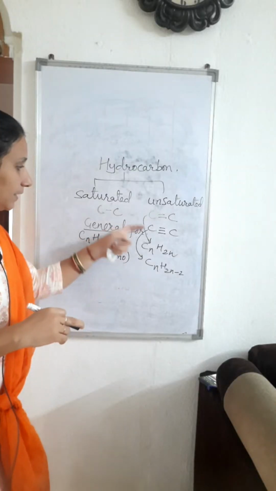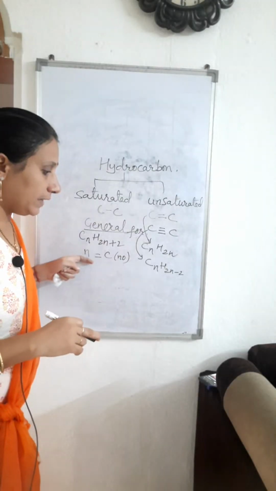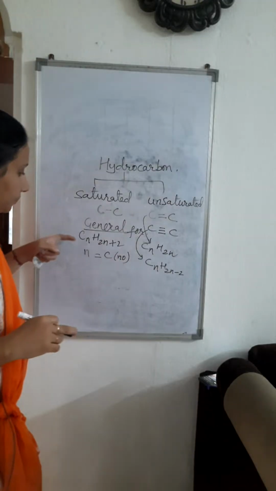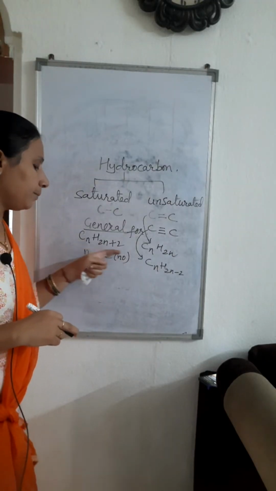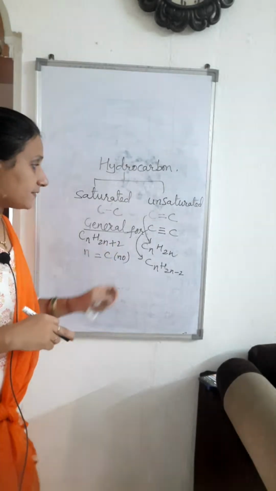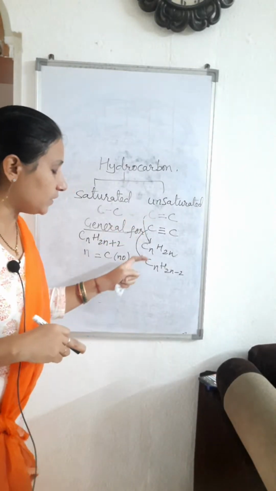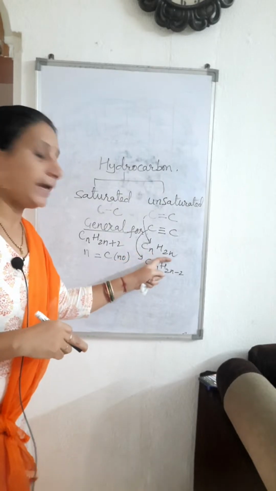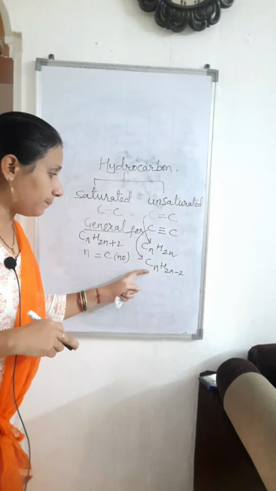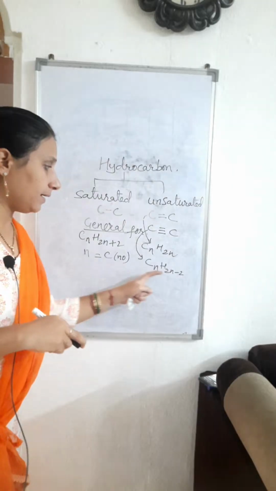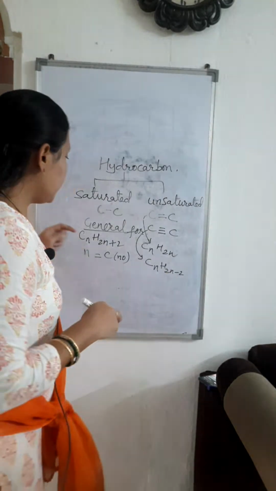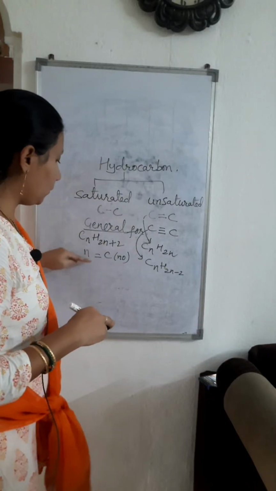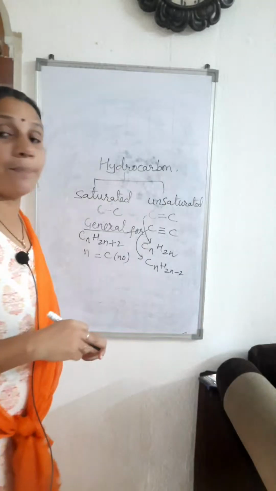Let's repeat along with me. When it is a single bond compound, its general formula is CnH2n+2. When it is a double bond compound, its general formula is CnH2n. When it is a triple bond compound, it is CnH2n-2. Now what do we call a single bond compound, a double bond compound, and a triple bond compound?